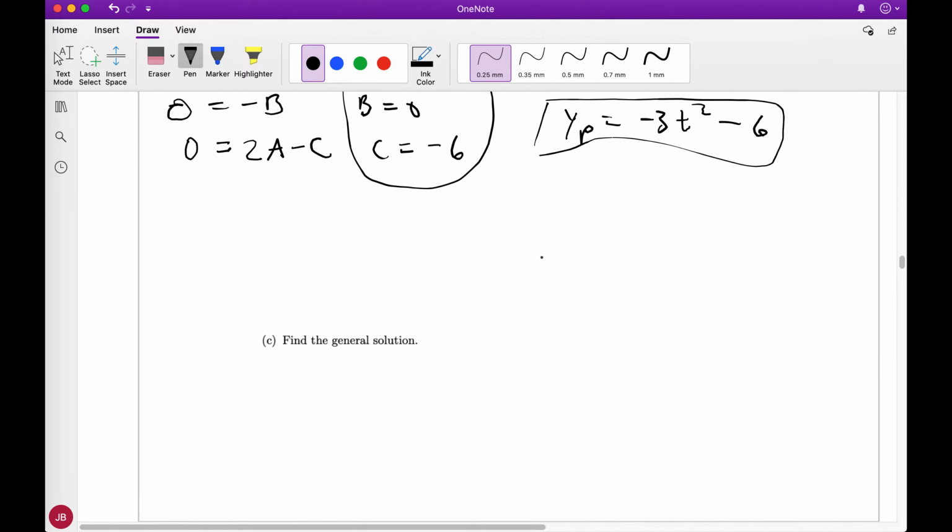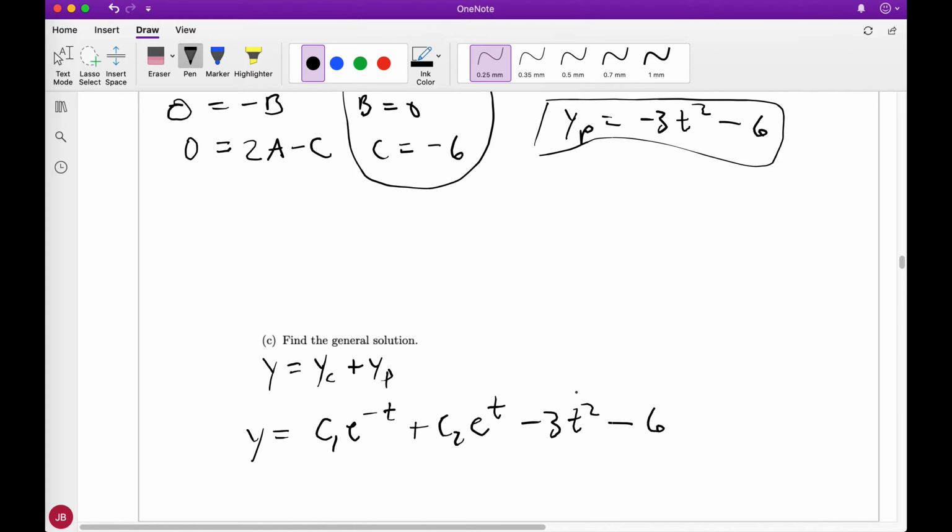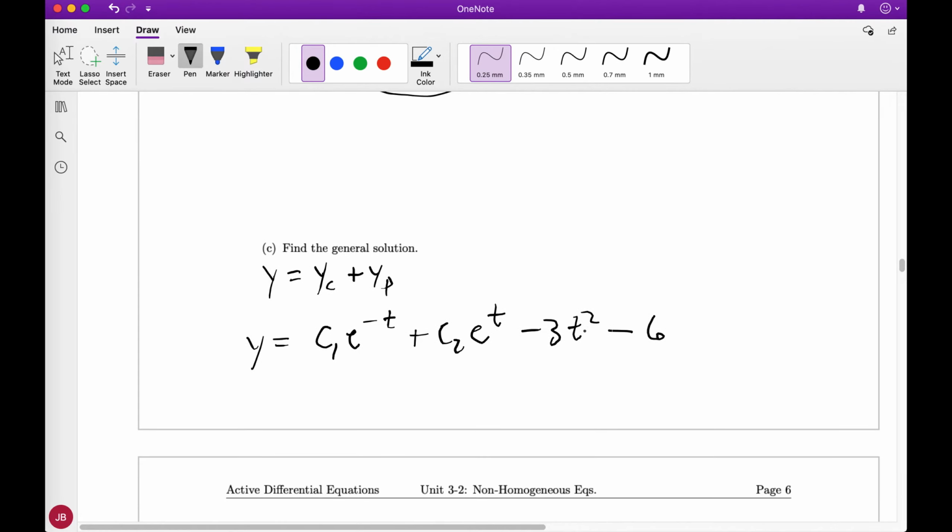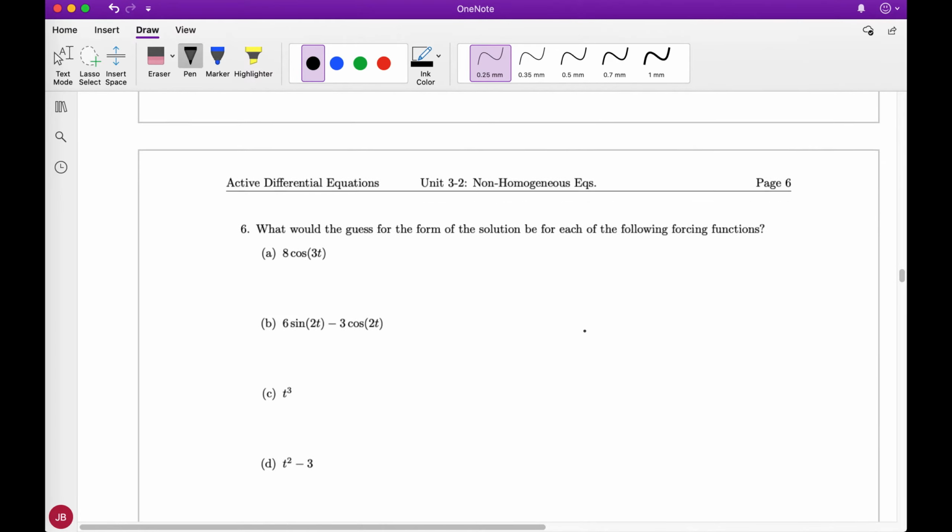And so now the general solution is, once again, the complementary plus the particular. So that is c1 e to the minus t plus c2 e to the t minus 3t squared minus 6. Notice here we're adding yp. Well, both of these have negatives, so we preserve those. Okay. So that's it for this page. Let's move on to the next one.